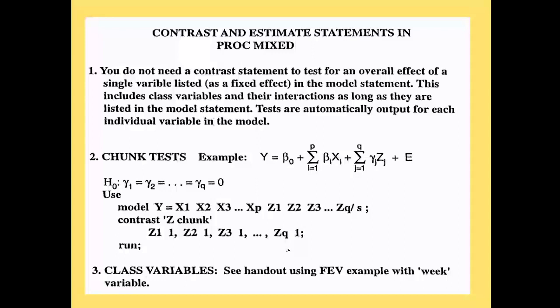I don't have enough time between now and 20 after 5 to walk you through everything, but we're going to start. First thing it says, you do not need a contrast statement to test for an overall effect of a single variable listed as a fixed effect in the model statement. This includes class variables and their interactions as long as they are listed in the model statement. Tests are automatically output for each individual variable in the model. Okay, that's the first thing.